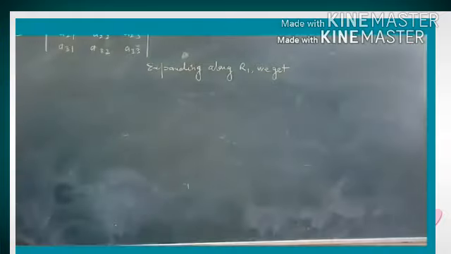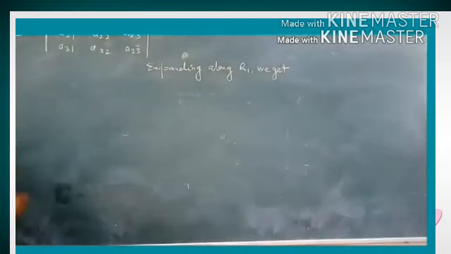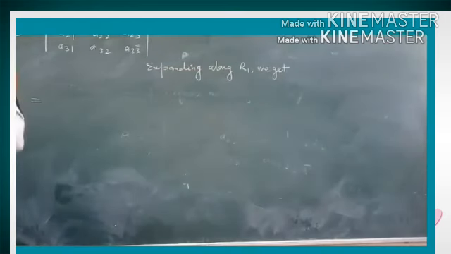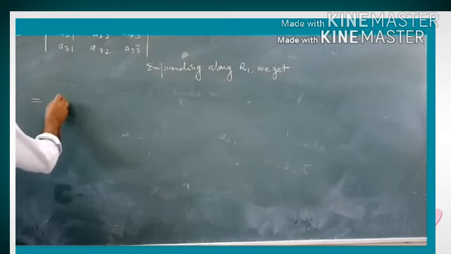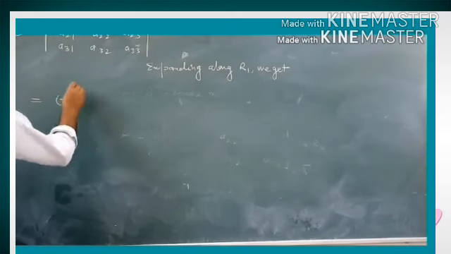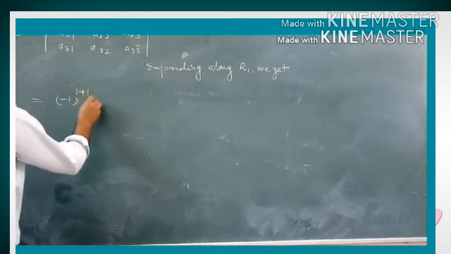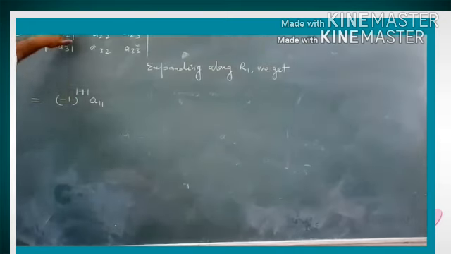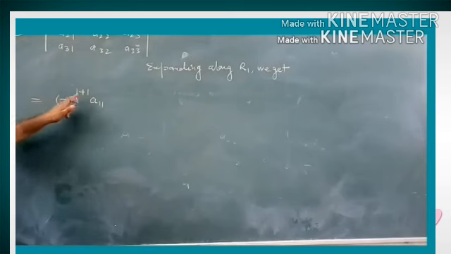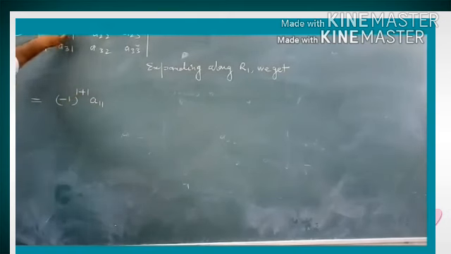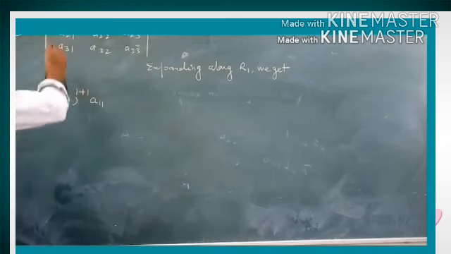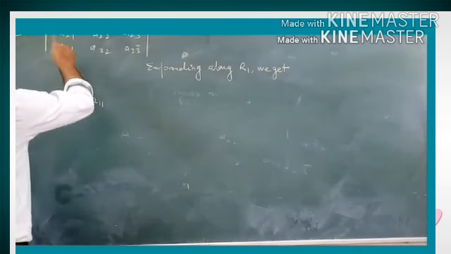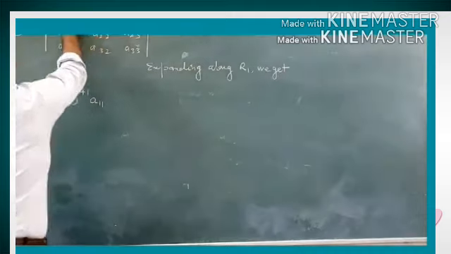Students, this is a very important concept. You have to understand this concept. In this case, we write here (-1) power 1+1 into A11, the sum of the indices, into the second order determinant obtained by deleting the first row and first column.